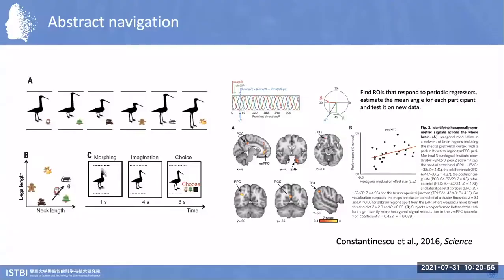So a good paper that came out related to this was actually in 2016, which was published in Science, in which Constantinescu and colleagues generated a very abstract map, a very abstract environment that doesn't rely on spatial navigation. And for that, what they utilized was this duck, as you can see. And the space was defined by the length of the neck and the length of the legs of the duck, which was morphing at particular speeds, so that the combination of them made up movement along a particular angle within a 2D dimension, right?